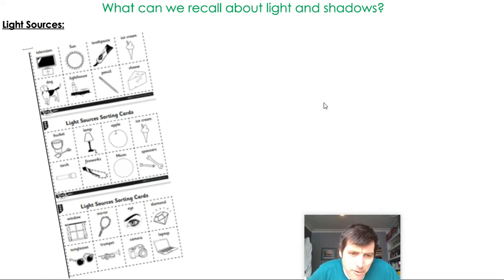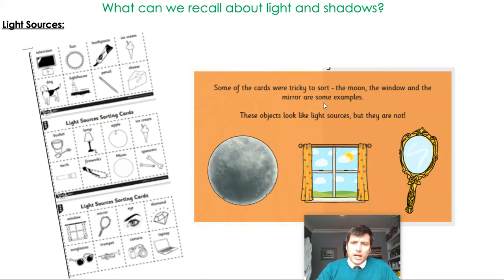How about the window? Is the window making its own light? What do we think? Not sure? Are there any others that you're not sure about? Looking at these, are there any others that you're not sure about? Should we see? I think there's at least three that are a little bit confusing. And those three are the moon. A lot of people think that the moon's a light source, but it's not. It's just reflecting the light from the sun.